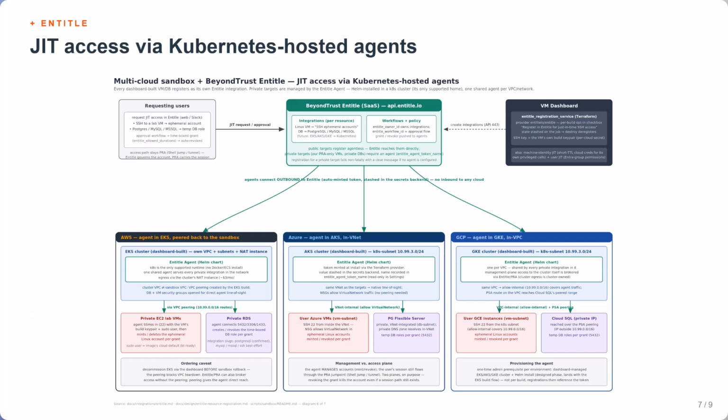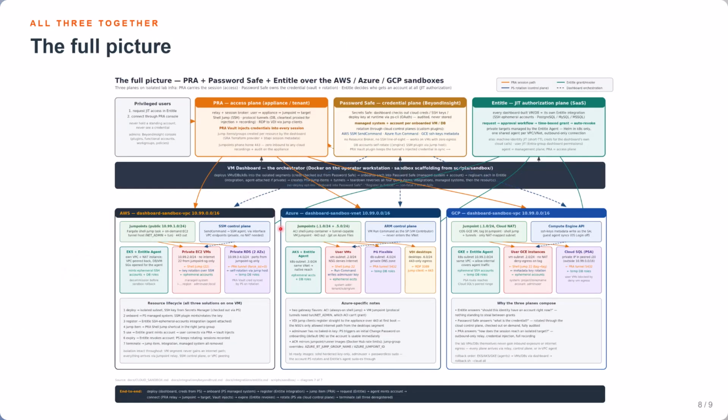Which brings me to my next slide. How does this all tie together? So we have the access plane with PRA. Password Safe is going to serve as the credential plane. And then Entitle serves as that just-in-time authorization plane.